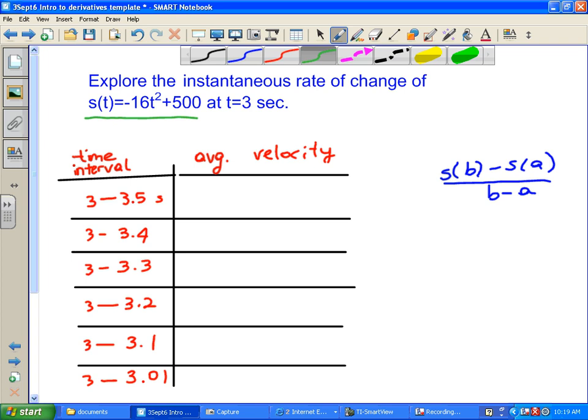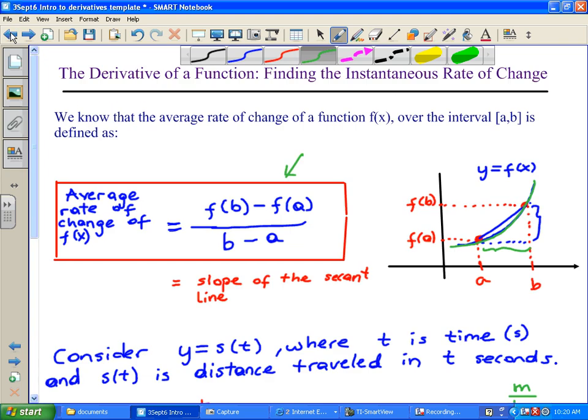And to save time, I'm going to split the class into groups. Let's say this first row, would you please work on the first case, between 3 and 3.5 seconds? The second row, would you please work on 3 and 3.4 seconds? Next one, 3 and 3.3, 3 and 3.2, 3 and 3.1, and the last one, would you please work on 3 and 3.01? And before you start, let me make sure I explain what we're doing. This is the average velocity formula from the previous page, right? If you go back, this was our average velocity formula, f of b minus f of a over b minus a.